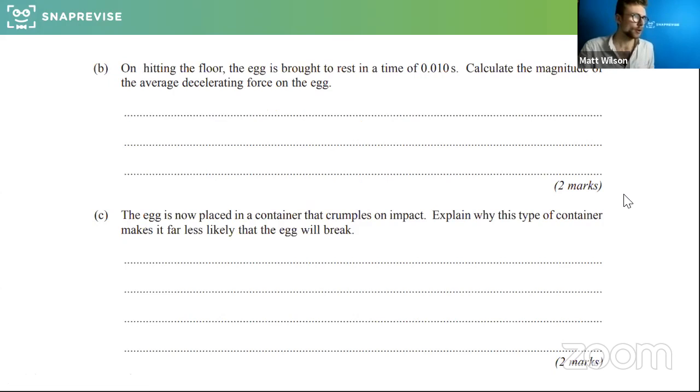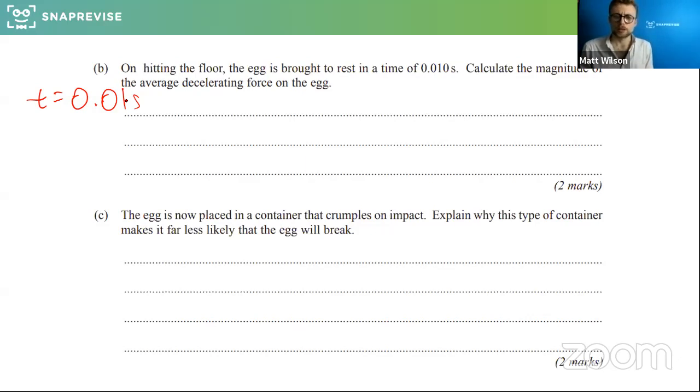Okay. Let's finish off this question, shall we? On hitting the floor, the egg is brought to rest in a time of 0.01 seconds. Calculate the magnitude of the average decelerating force on the egg. Well, it feels like there's a lot there. So we know a time. Always write it down. Seems silly, but it just helps me think. Time is 0.01 seconds.